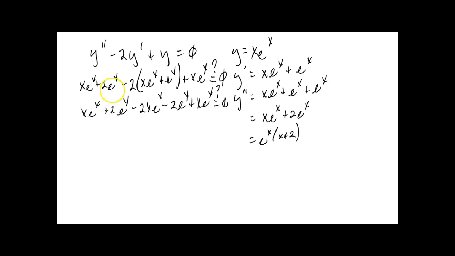So here's an x e to the x, and there's an x e to the x. That's 2 of them, minus 2 x e to the x. That goes to 0. This is 2 e to the x minus 2 e to the x. Sure enough, 0 equals 0. There's your identity.